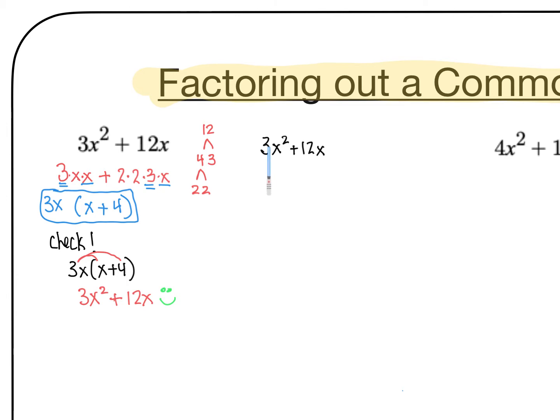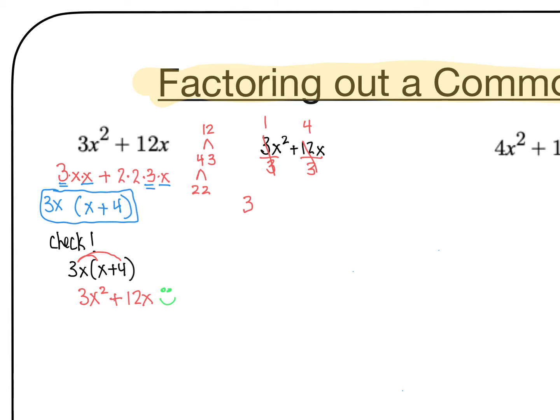What I like to do is take a look at all the coefficients here, and I say to myself, what is the largest number that can divide into the two coefficients? This one's a 3 and this is a 12. So the largest number that can divide into those is going to be a 3. So I put a 3 under each one of those, and I'm going to be able to bring that 3 out. 3 divided by 3 is 1. 3 divided into 12 is 4. So far, so good.